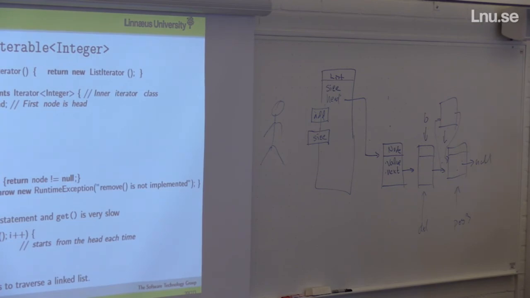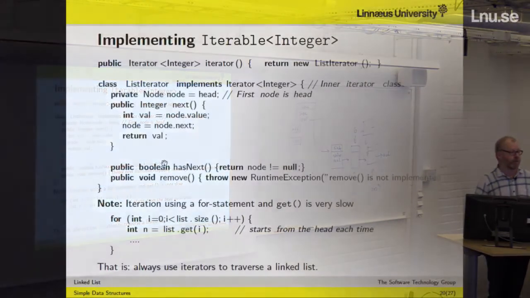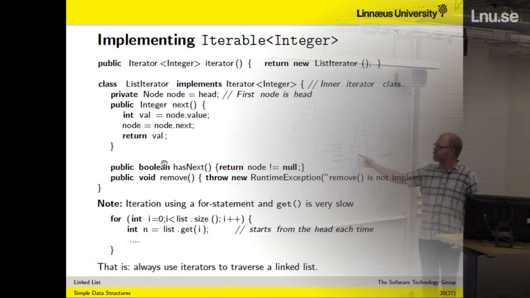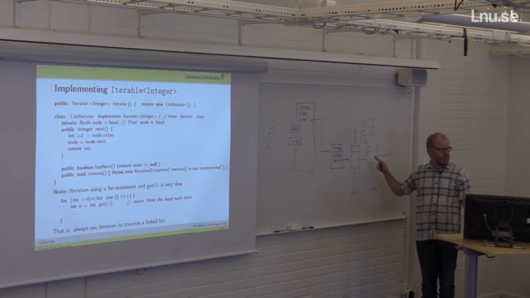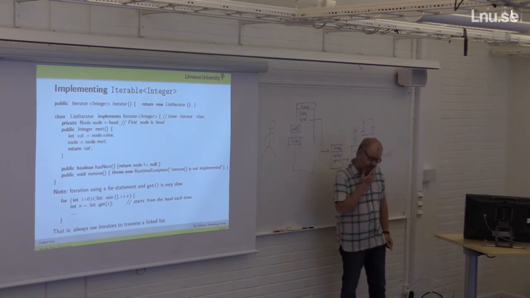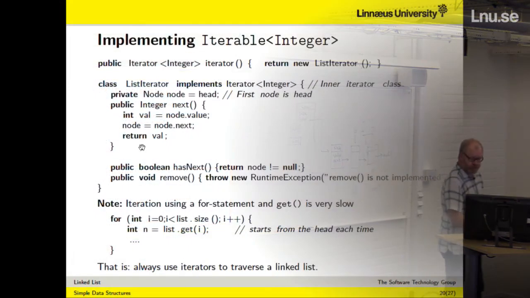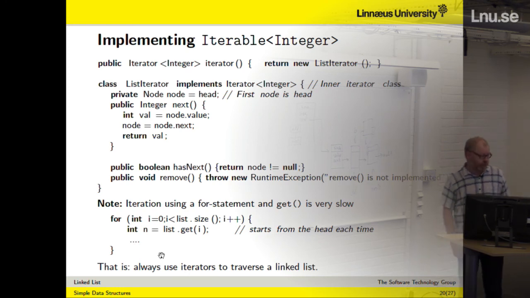That's why when you are iterating over a linked list, the iterator doesn't have this problem. When you're calling next, it just moves to the next one. It doesn't restart from the head all the time. So when you're iterating over a linked data structure, you should not use this approach. You should always use iterators. Otherwise, you restart from scratch, from the head, all the time.